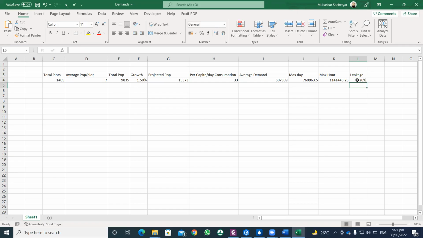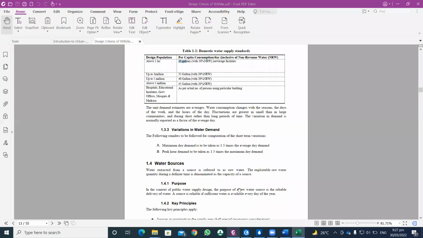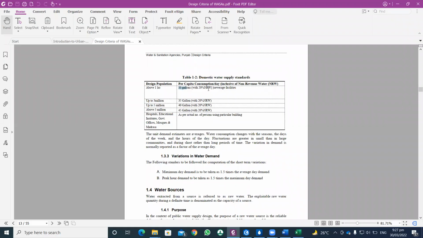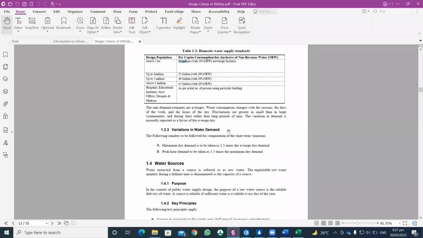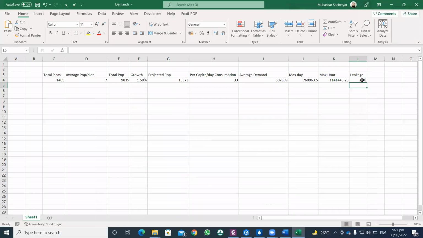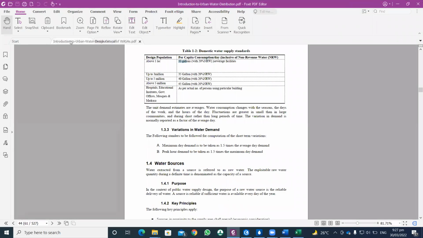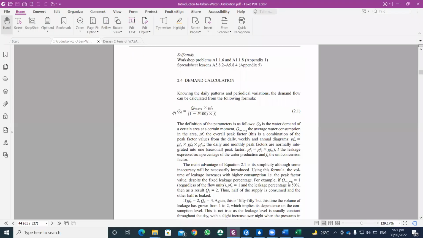And in most developing countries, most people are not paying for the water drawn from the water supply network. So this is also included in the leakage. I'm taking it from here: non-revenue water is about 20%. So how do we calculate a design based on the leakage? I want to show you the formula. I'm using this formula to calculate the demand.